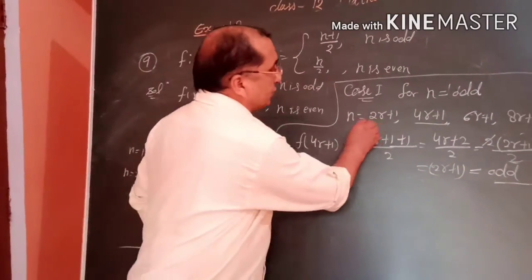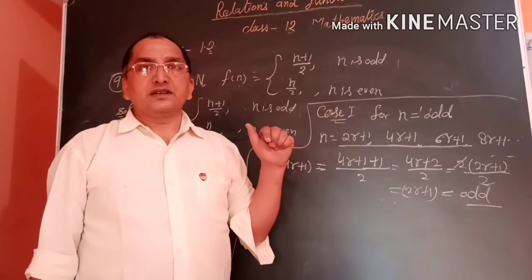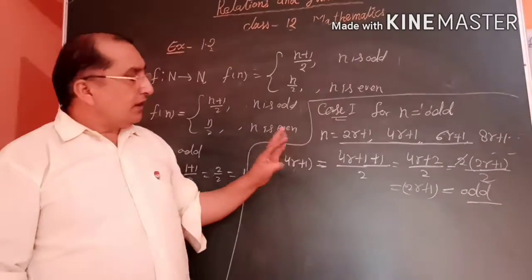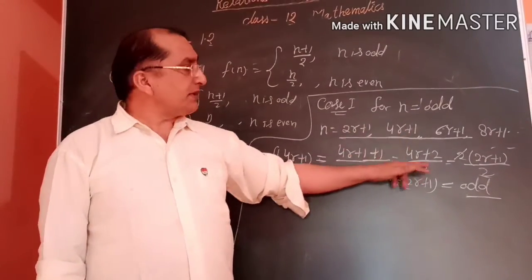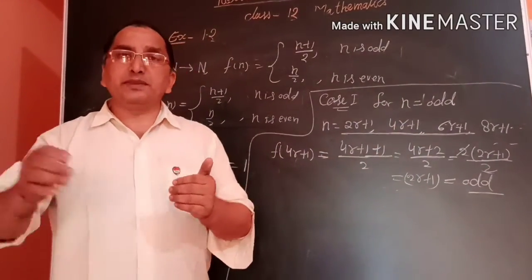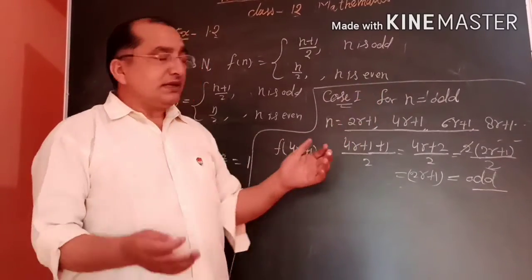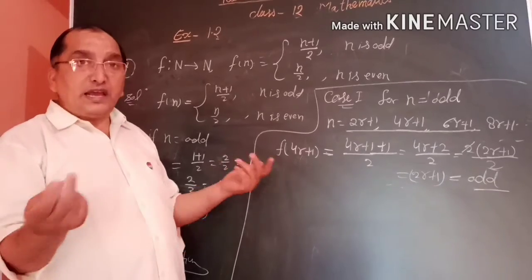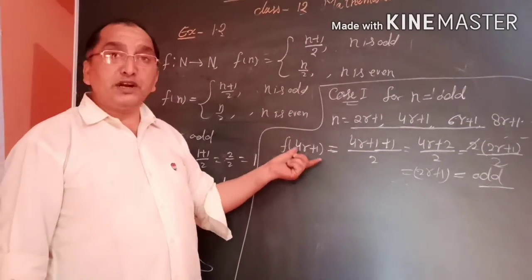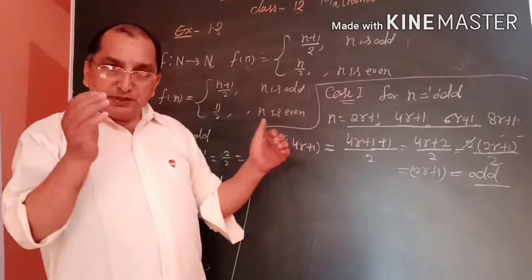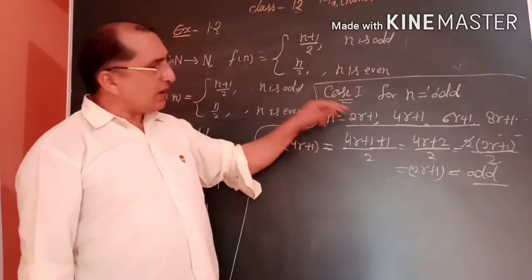I already assumed that some of the students have a question, and you start thinking: although I have written here n equal to 2r plus 1, 4r plus 1, 6r plus 1, 8r plus 1, all these numbers are odd numbers, why have I put here 4r plus 1 and not the value 2r plus 1? Because we can put 6r plus 1 also, 8r plus 1, so 2r plus 1 also.